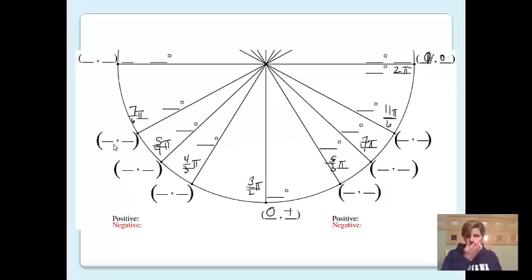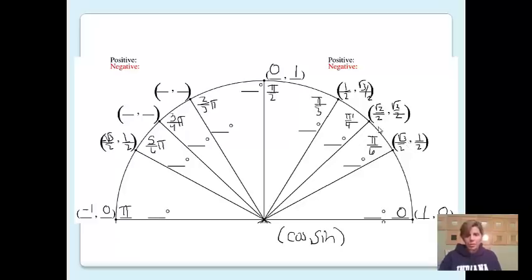Okay, and then I'm going to go down to this one. Again, it's going to be square root of 3 over 2 and 1/2, and both the x and the y will be negative. And then I'll go to the other one that has a 6 in it. This one is also square root of 3 over 2 and 1/2, and this time the x will be positive and the y will be negative. So we've just done that.